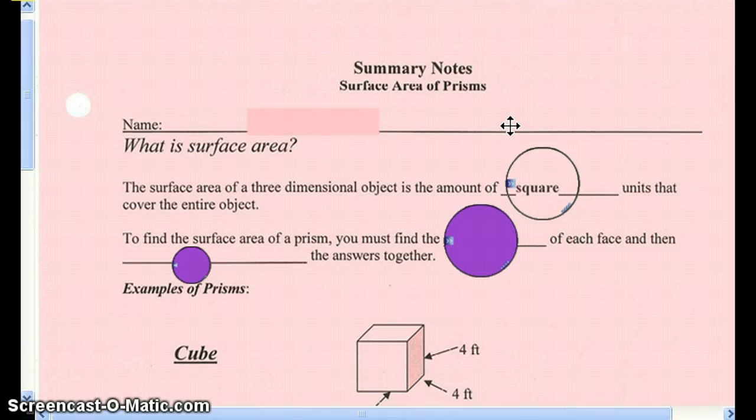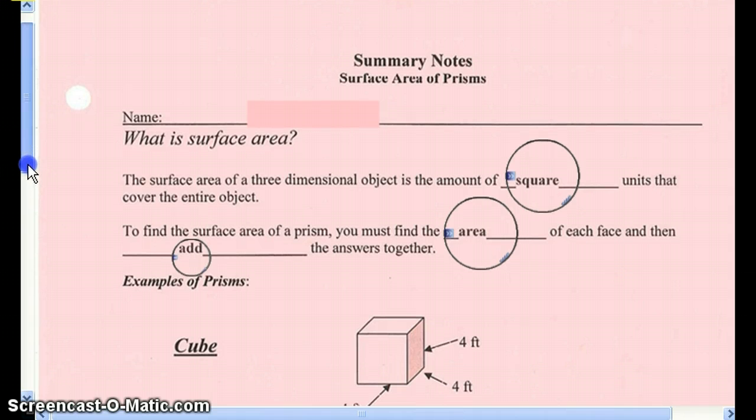To find the surface area of a prism, you must find the area of each face and then add the answers together. So whenever you're finding the surface area, you have to break it down into a net and find the area of each part and then just add the answers together.